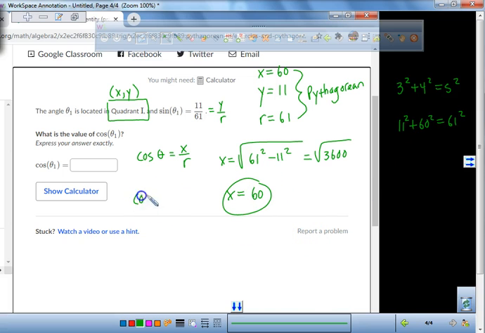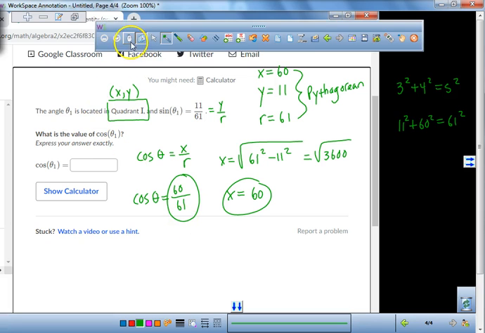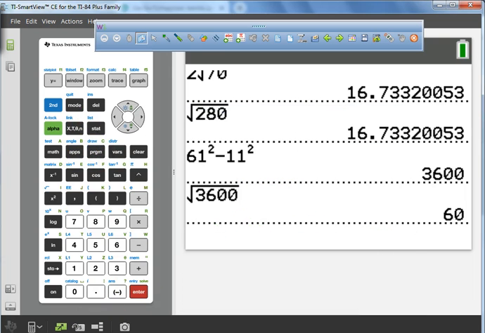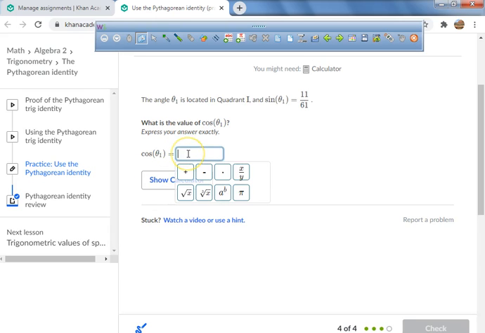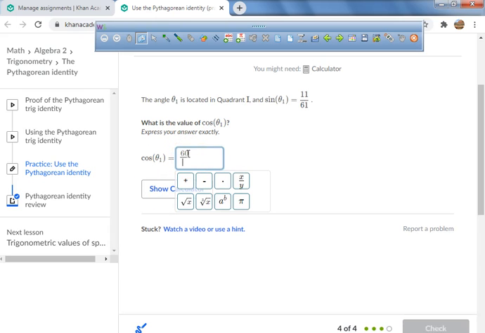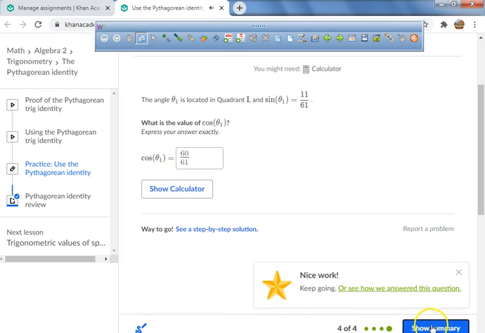So what's our final answer going to be for this guy? The cosine of theta is going to be our x value, which is 60, over our r value, which is 61. We just type it in exactly like that because we're in quadrant number 1. If we were in a different quadrant, then I got to make the determination whether the x value would be negative or positive in that quadrant. But I'm just going to type in 60 over 61. And there we go. All right.